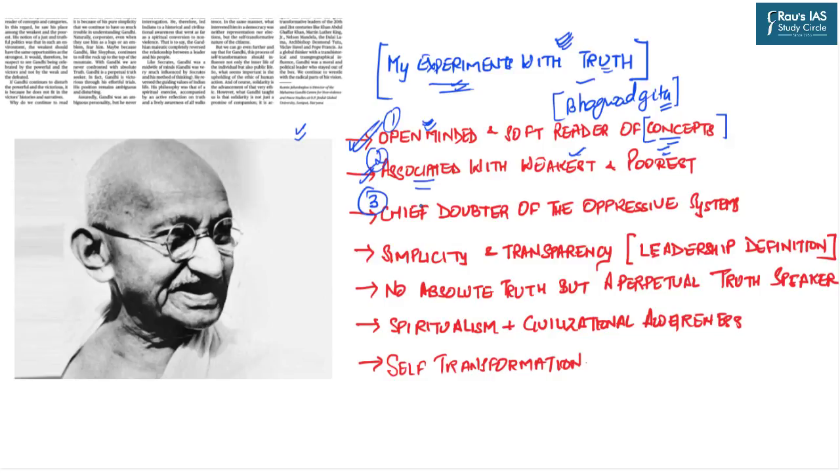The third important idea which this author has made is that Mahatma Gandhi was the chief doubter of the oppressive system. Now, many of you must be aware of the constructive works which Mahatma Gandhi undertook. What happened was that post civil disobedience movement, that is 1932, when the movement was brutally crushed by the British, the INC faced a threat: what should it do now?